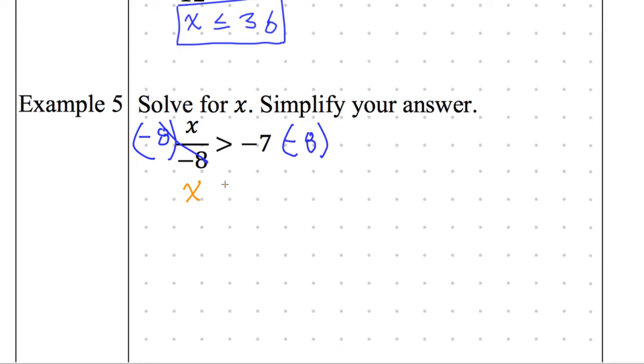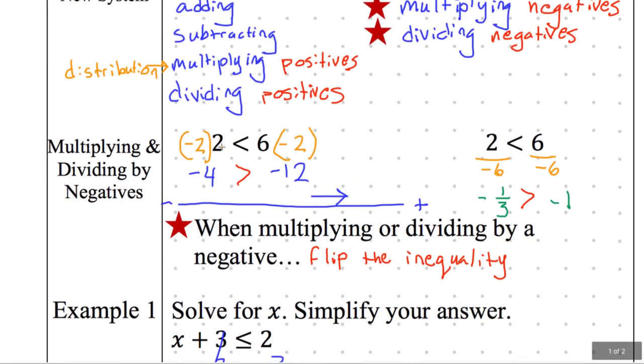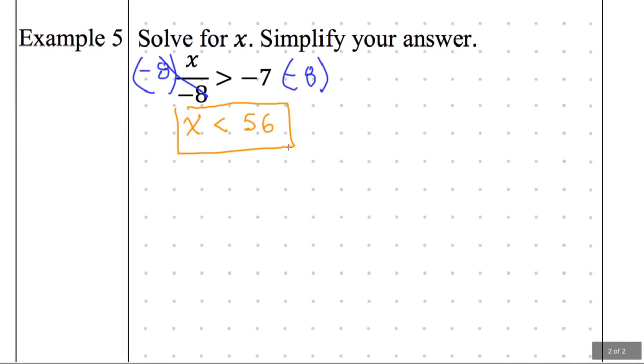So what should it be? x is less than 56. Like that. Do we agree? Give me a thumbs up or thumbs down if you agree or disagree. Thumbs in the middle if you're not sure. He's correct. Box our answer. A negative times a negative is a positive. You remember to flip the inequality. Did I say flip the inequality or flip the sign? I said flip the inequality. Good, I did say it correctly. And that's our final answer.